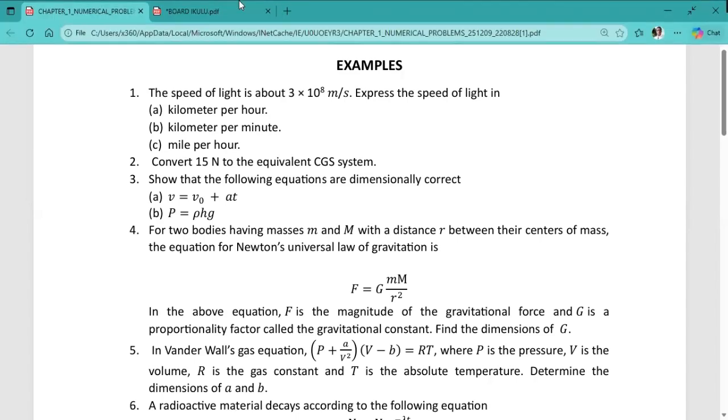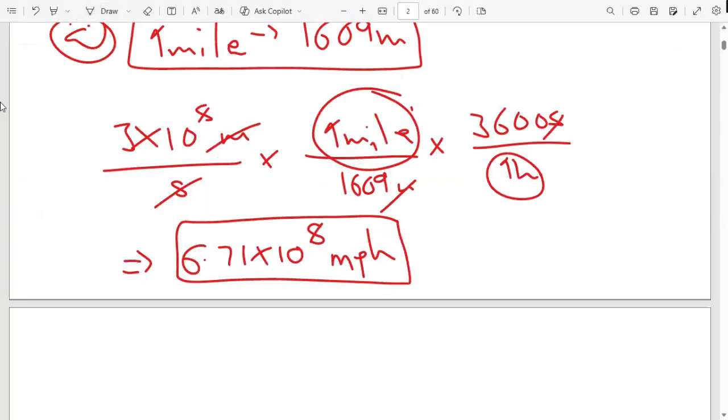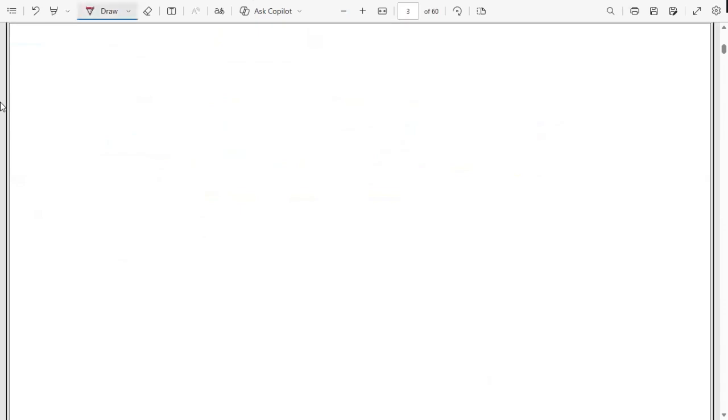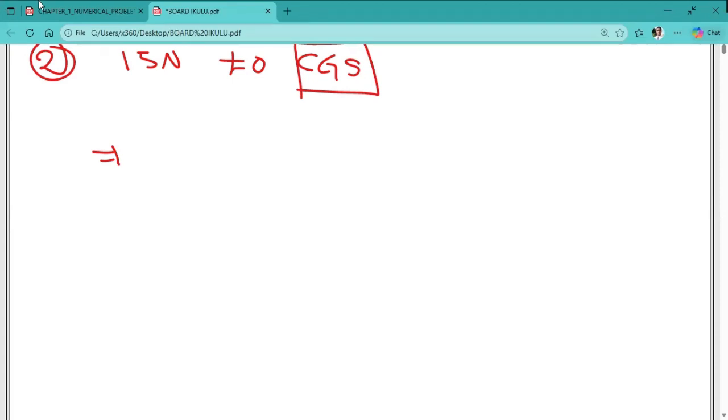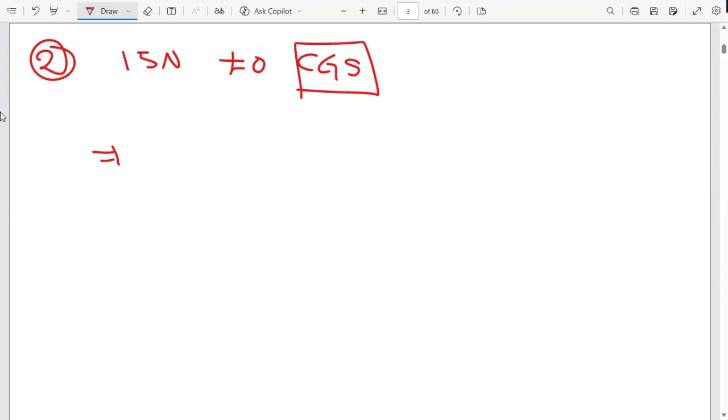Okay, so this is also a very, very simple question. This is question 2 now. We're converting 15 newtons to the CGS system. Okay, so what do they mean when they say CGS system? Anyone who can give it a try? What do they mean when they say CGS system? Any idea? What do you think is a CGS system?